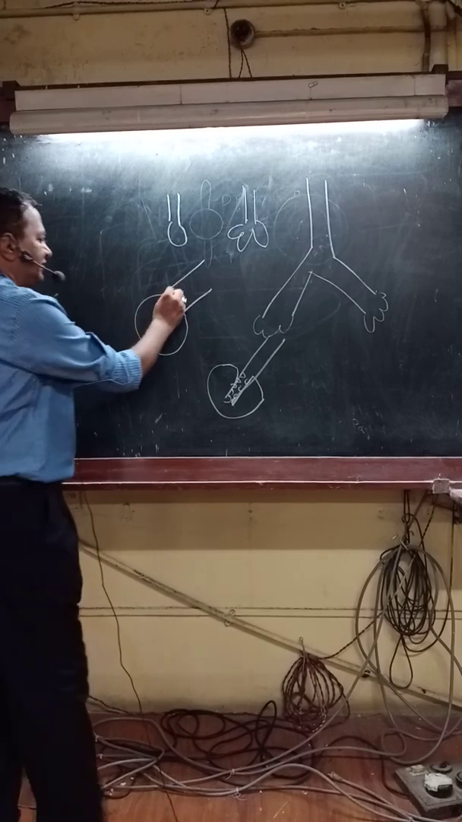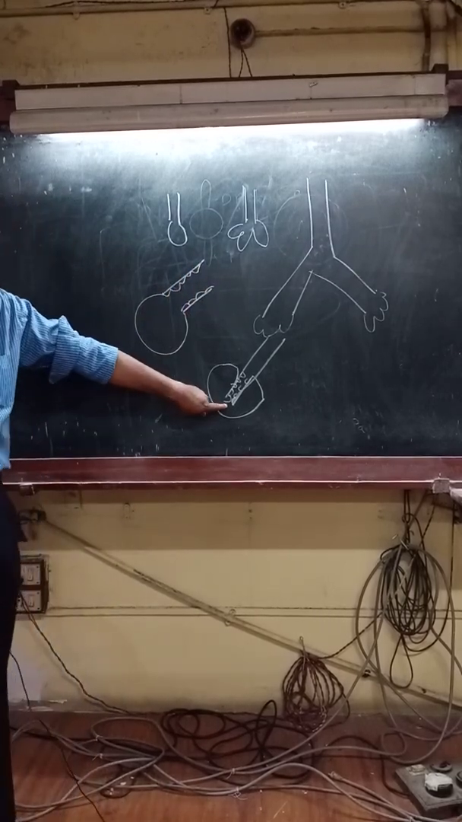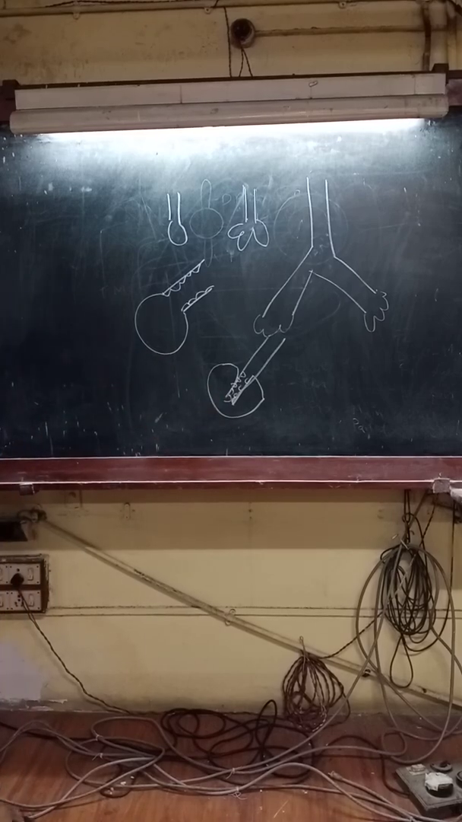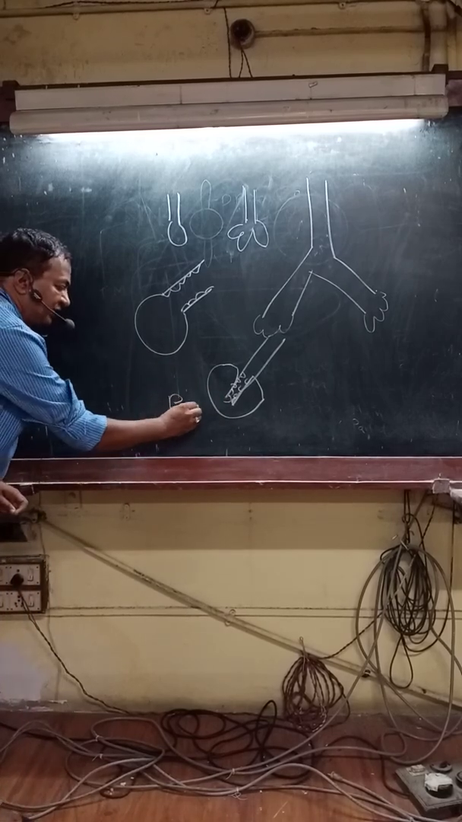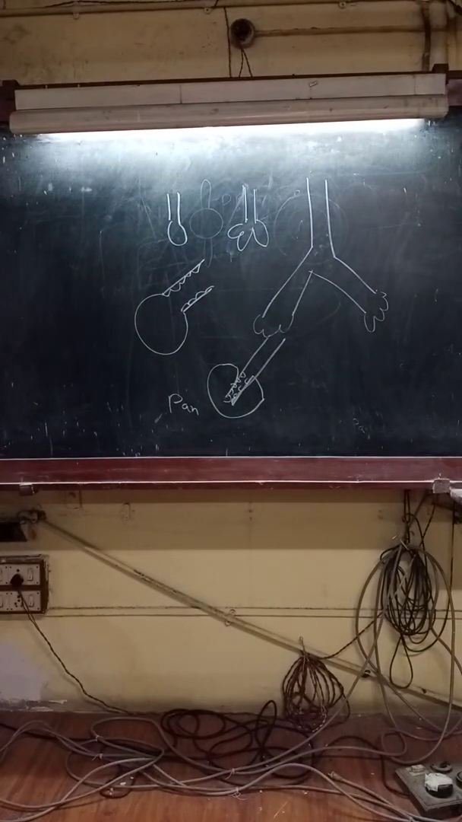So here the duct cells don't invaginate into the acinus. Here the duct invaginates into the acinus in pancreas. So these are centroacinar cells which secrete bicarbonate for neutralization of acid of the stomach.